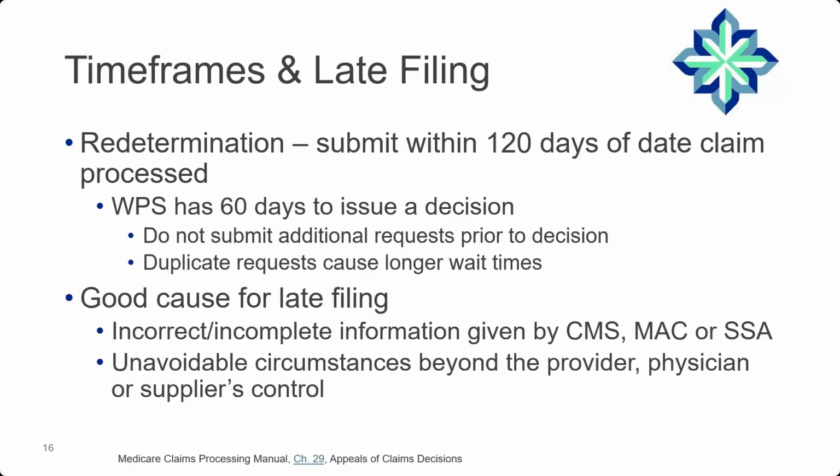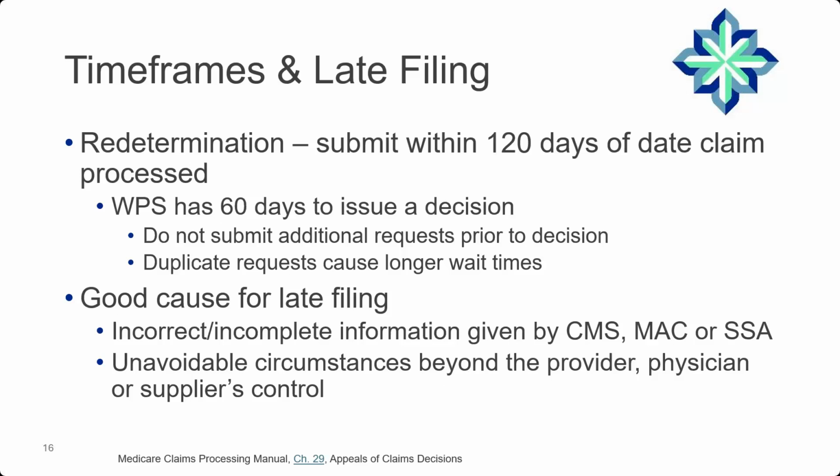Now, some important reminders about timeframes. The request for redetermination must be filed within 120 days from the date of the initial claim determination. So this is the date on the remittance advice or on the Medicare summary notice that the beneficiary receives. MACs have 60 days to make a decision once they receive a valid redetermination request. So you want to make sure that you don't submit an additional redetermination on the same service during this 60-day period. Duplicate submissions cause unnecessary costs to the Medicare program, and repeatedly sending duplicate requests could be viewed as waste or abuse.